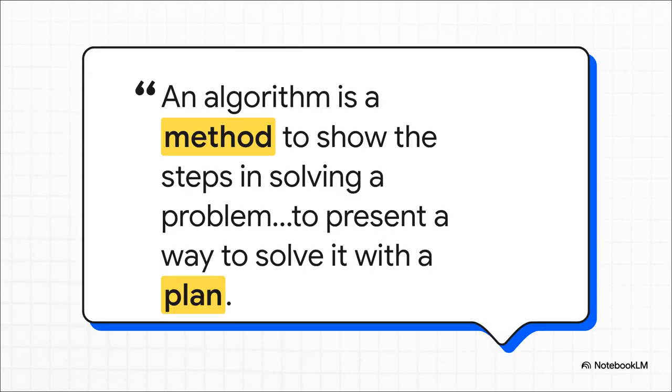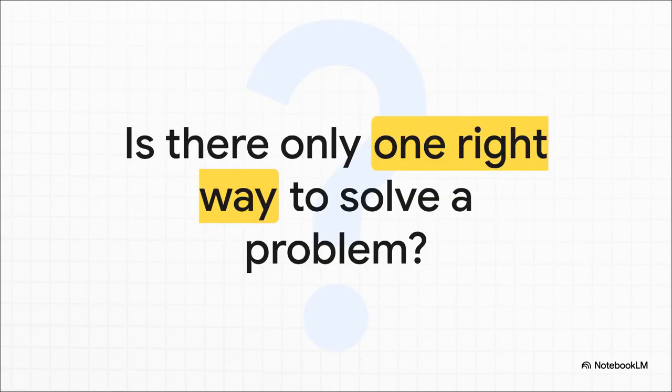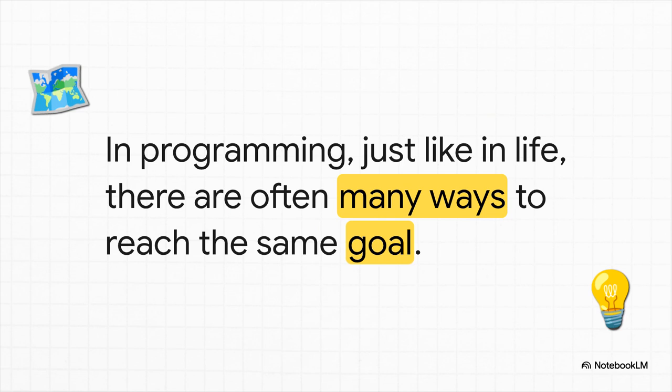I mean, the textbook puts it perfectly. An algorithm is all about having a plan. It's basically the difference between just wandering around hoping to find something and actually having a map that leads you straight to your destination. But this brings up a really interesting question. When you're trying to solve something, is there only one single correct way to do it? The answer is absolutely not.